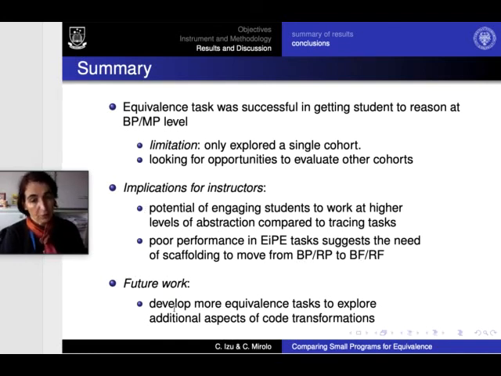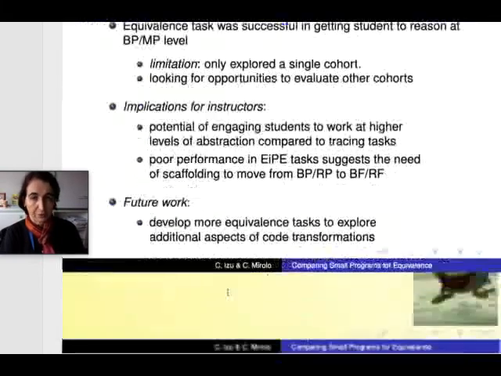And in future work, we want to develop other equivalence tasks that ask students to explore different code transformations.